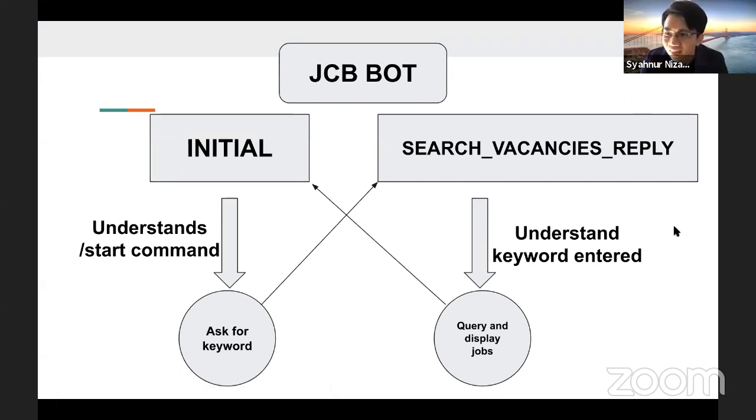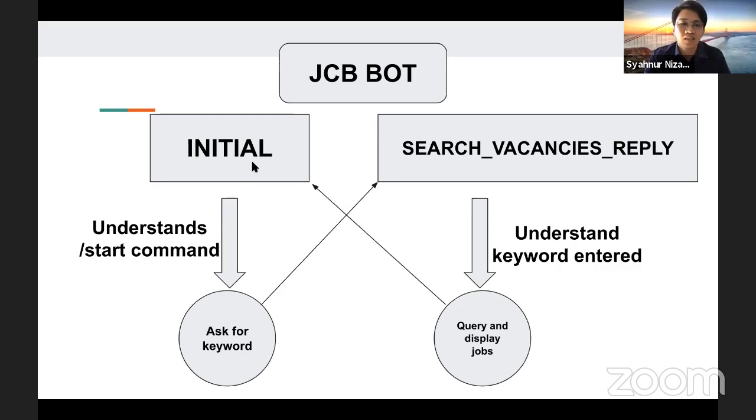When the bot is in the search vacancies reply state, it can only understand the job keyword. So when the user enters the job keyword, it will query the jobs in the Job Center, display them to the user, and then return the bot state back to initial. After it returns to the initial state, it can only understand the start command.